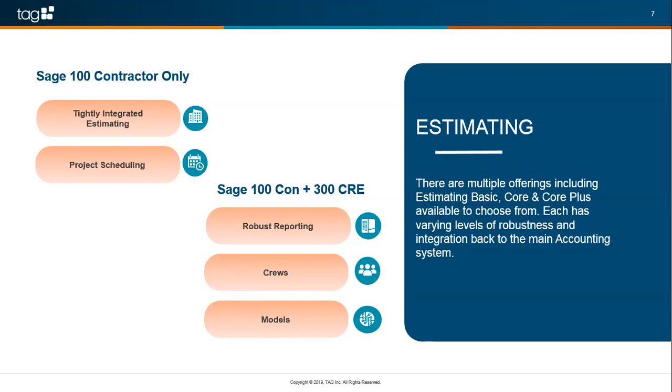If you're using Sage Estimating, you can still utilize 100 Contractor along with it, as well as 300 CRE. Usually that is the type of customer. 300 CRE and Sage Estimating are more robust, and so they're a little bit more at the same level.